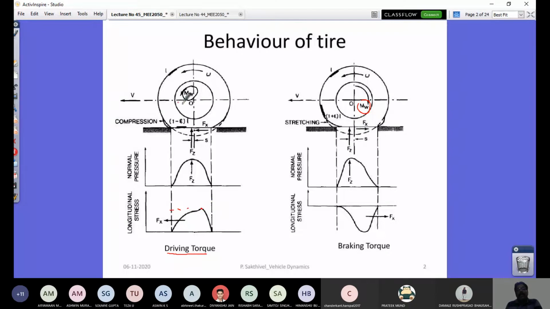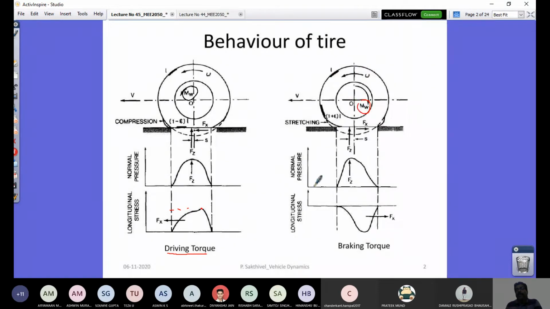In the same free body diagram for the tire under braking, instead of the front of the contact patch being under compression, it would be under stretch. So the equivalent translational distance of the center of the tire would be more than that of 2 pi r.